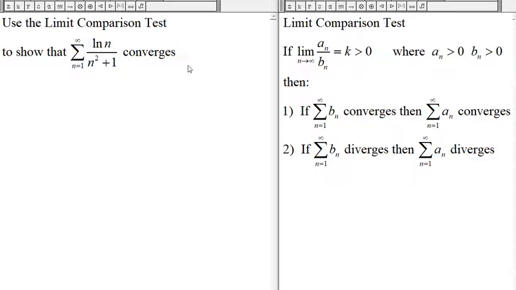And so again, to use the limit comparison test, first we call this sequence right here a sub n, and then we need to come up with a series b sub n. And if we want to show that this series converges, then we must show that the limit of a sub n divided by b sub n is equal to some finite number greater than 0. And then we also need to show that b sub n converges, and then we can say that this series right here converges.